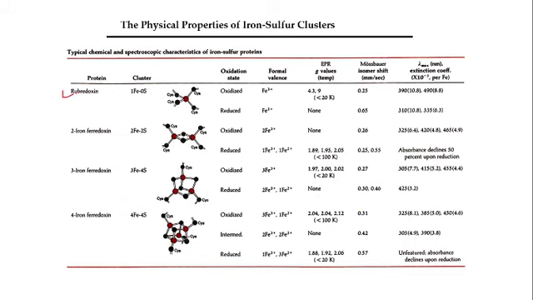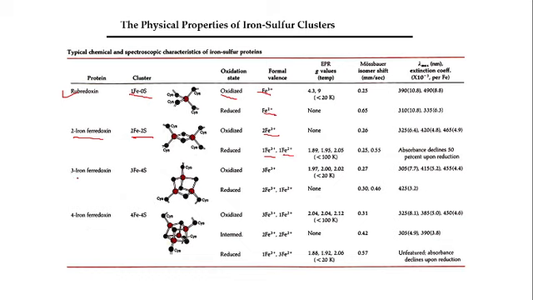First protein, rubredoxin, having the cluster 1Fe0S. This is the structure of that. In the oxidized form, Fe has plus 3 oxidation state. In the reduced form, it has a plus 2 oxidation state. Second, that is the iron ferredoxin having cluster 2Fe2S. This is the structure of that. Here in the oxidized form, 2Fe have plus 3 oxidation state. In the reduced form, 1Fe is plus 3 oxidation state and 1Fe is plus 2 oxidation state.